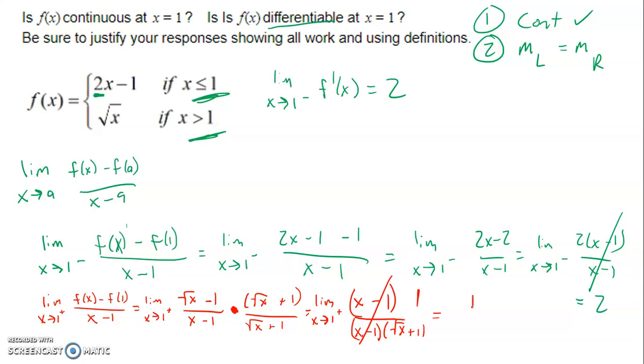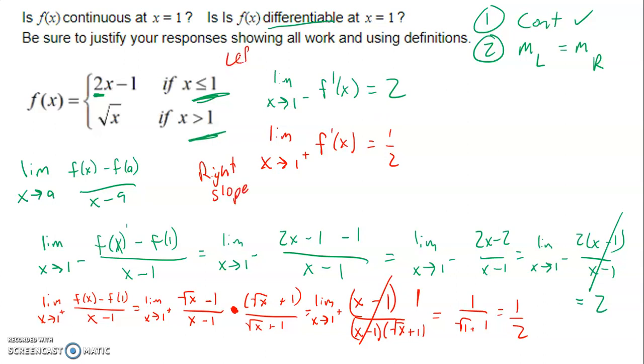So this becomes 1 over the square root of 1 plus 1. Square root of 1 is 1, so 1/2. So the limit as x approaches 1 from the right of f prime of x is 1/2. So this is like saying my right-hand slope, and this is like saying my left-hand slope. Since these two are not equal to each other, this is not differentiable.